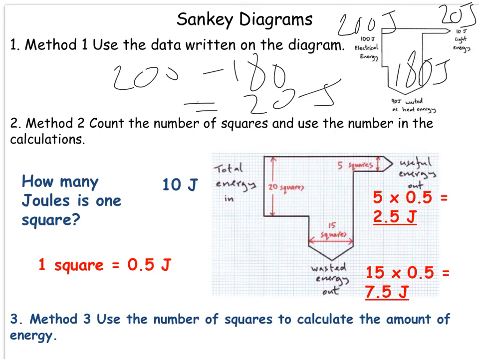The third and final method would be to just use the number of squares to calculate the amount of energy. They wouldn't necessarily give you any numbers. You could just be given the number of squares, and you would be expected to use that to calculate the energy. So in here, we're talking about the efficiency of the object. If we know we've got 5 squares here and 20 squares there, then the efficiency of that device would be 5 divided by 20, which gives us 0.25. If I wanted to turn that into a percentage, I'd times by 100 and get 25%.